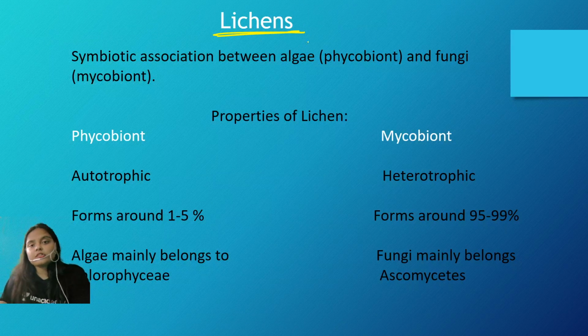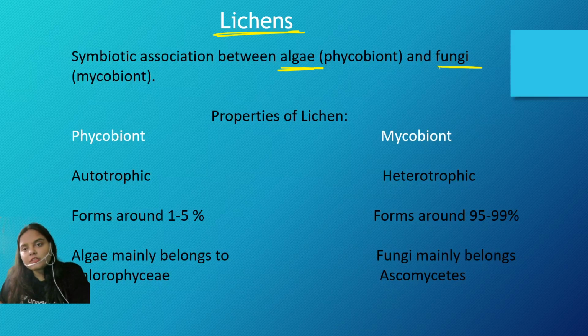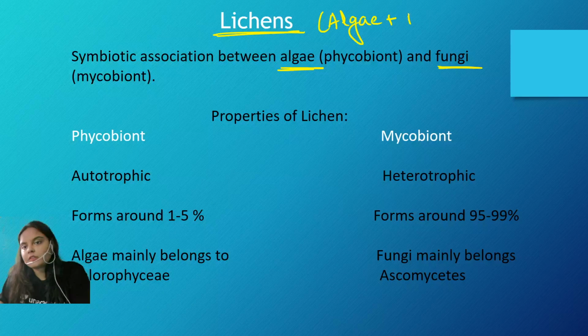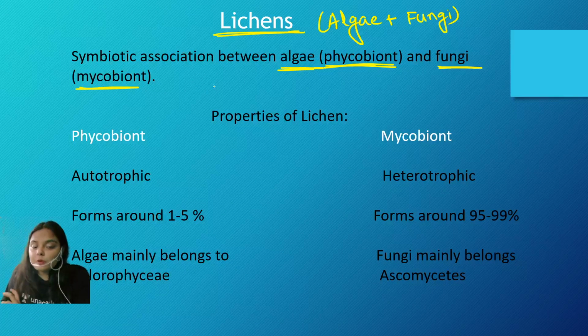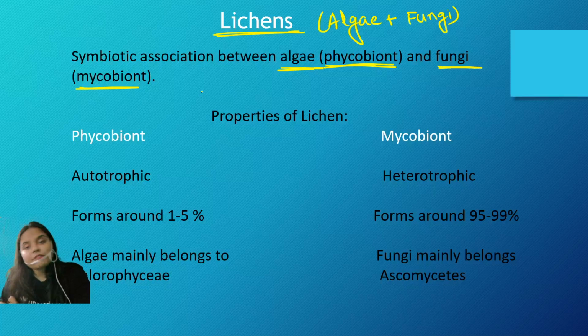But this relationship is between the algae and the fungi. The algal part of the lichen, I will be writing it over here, algae along with the fungi. The algal part of the lichen is known as the phycobiont part, because phyco is the term we use for algae, whereas the fungal part is known as the mycobiont part. This association was also earlier known as the husband wife relationship or master slave relationship.